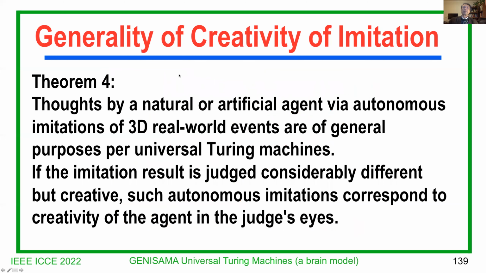Necessary of the conscious learning also attribute to creativity. The theorem says that thoughts by natural and artificial agent via autonomous imitation of 3D real-world events are of general purpose according to universal machines. If the imitation result is judged considerably different from the event observed, but it's creative, such autonomous imitation corresponds to creativity of the agent in the judge's eyes.